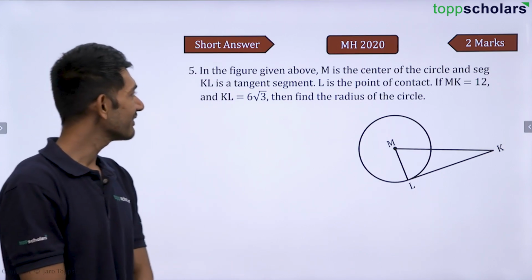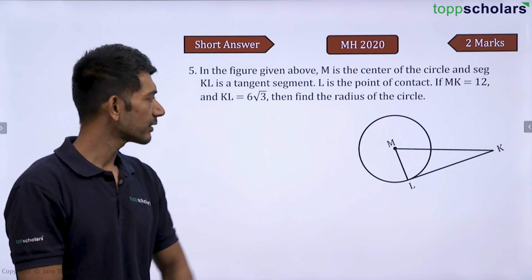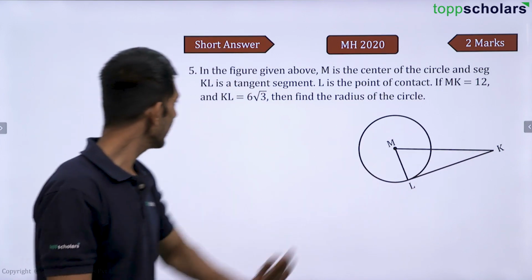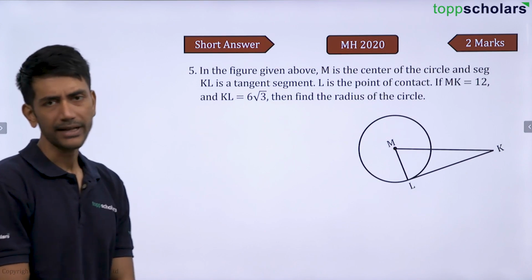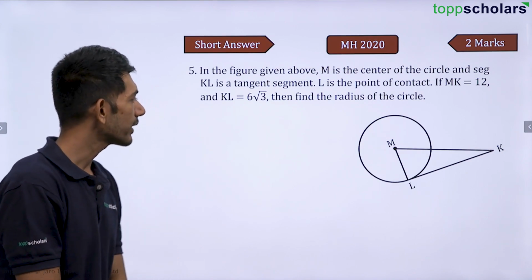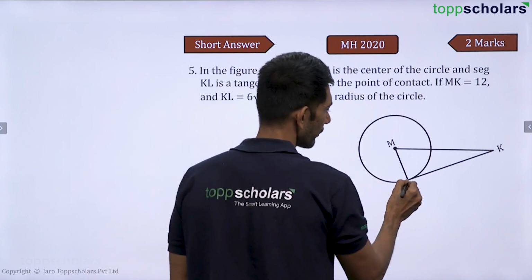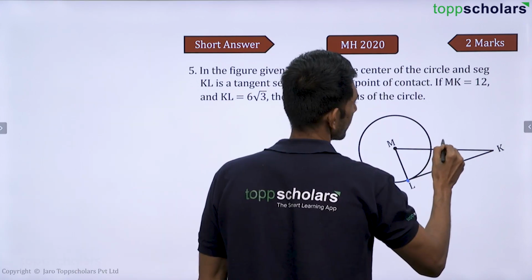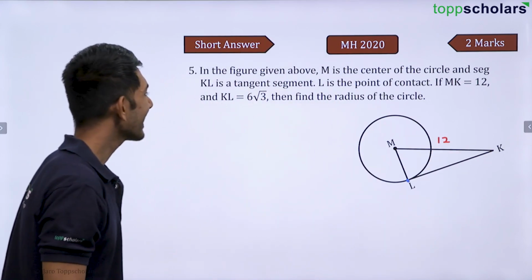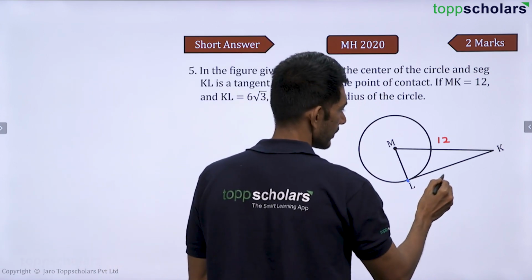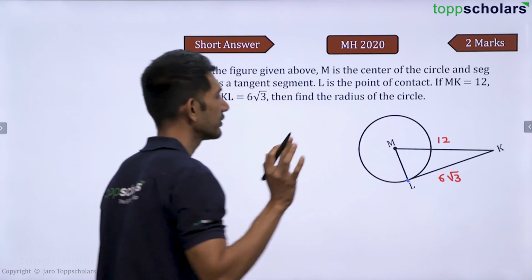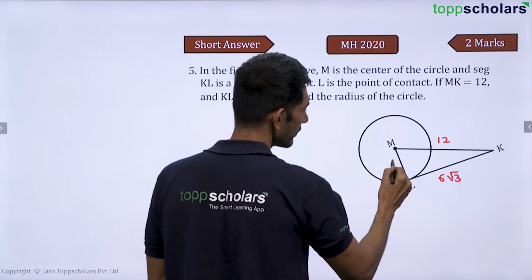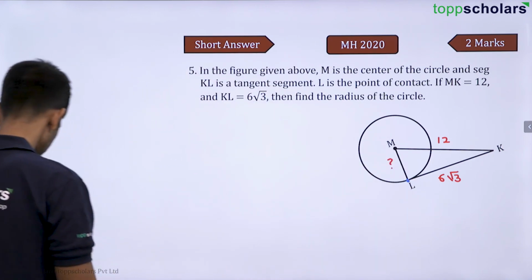So it says, in the given figure above, M is the center of the circle, and segment KL is a tangent segment, and L is the point of contact. Correct? Fine. If MK is 12, so this is 12, KL is 6 root 3. So this is 6 root 3. We are supposed to find out the radius of the circle. Now what is the radius of the circle here? Obviously the radius of the circle is ML, right? This is the radius of the circle.